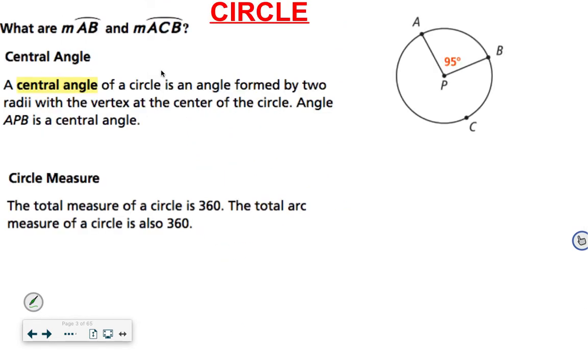Today we are going to start a new topic, circle. To be able to understand this topic, you need to get some terms. The point which is in the middle of the circle is called center. And any segment from center to the circle is called radius.